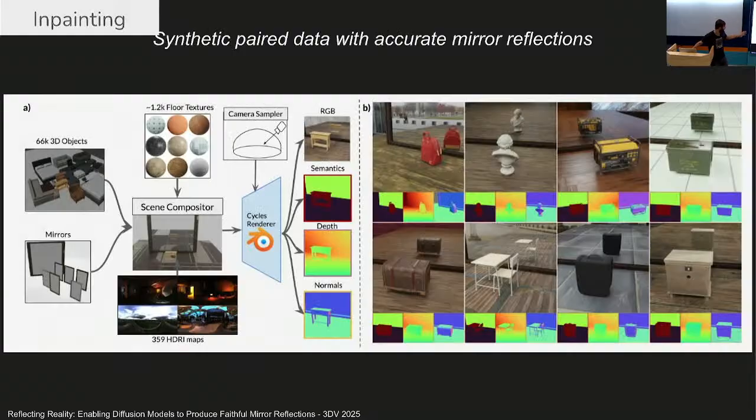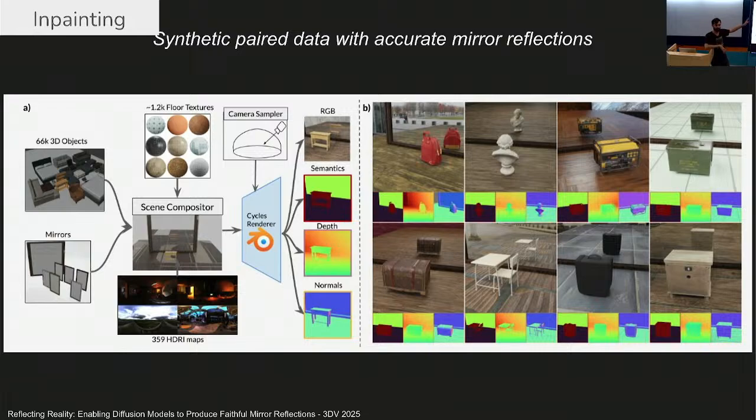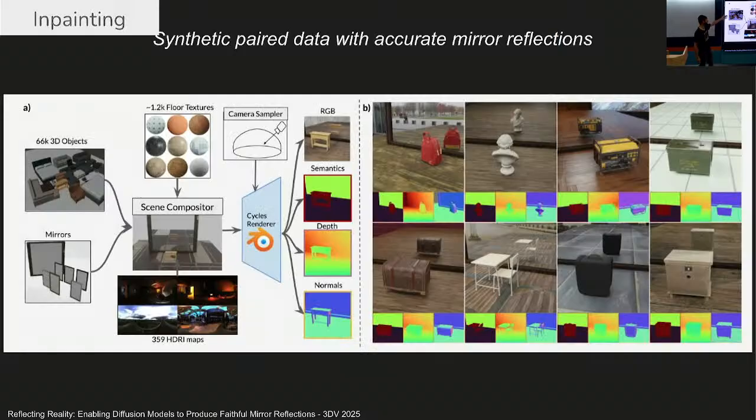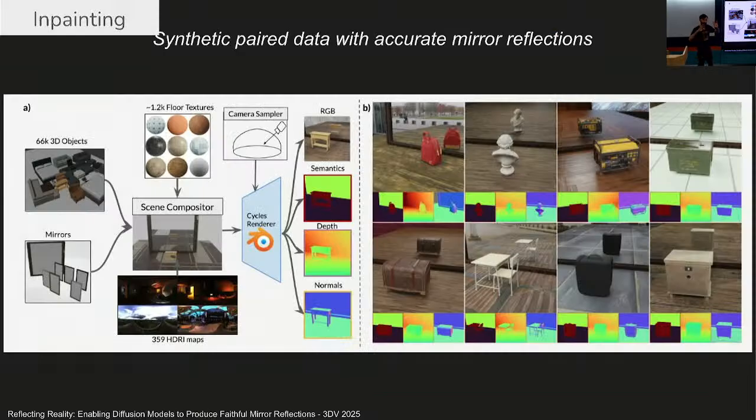So Ankit and us went into the synthetic world and generated synthetic data. This is a Blender setup, a synthetic simulator where you can put objects and render them from any viewpoint. You can even put virtual mirrors there, reflect the object and take an image. So we did something like that. We have lots of assets in our database: 66,000 3D objects, floor textures, and HDRI maps, the background maps.